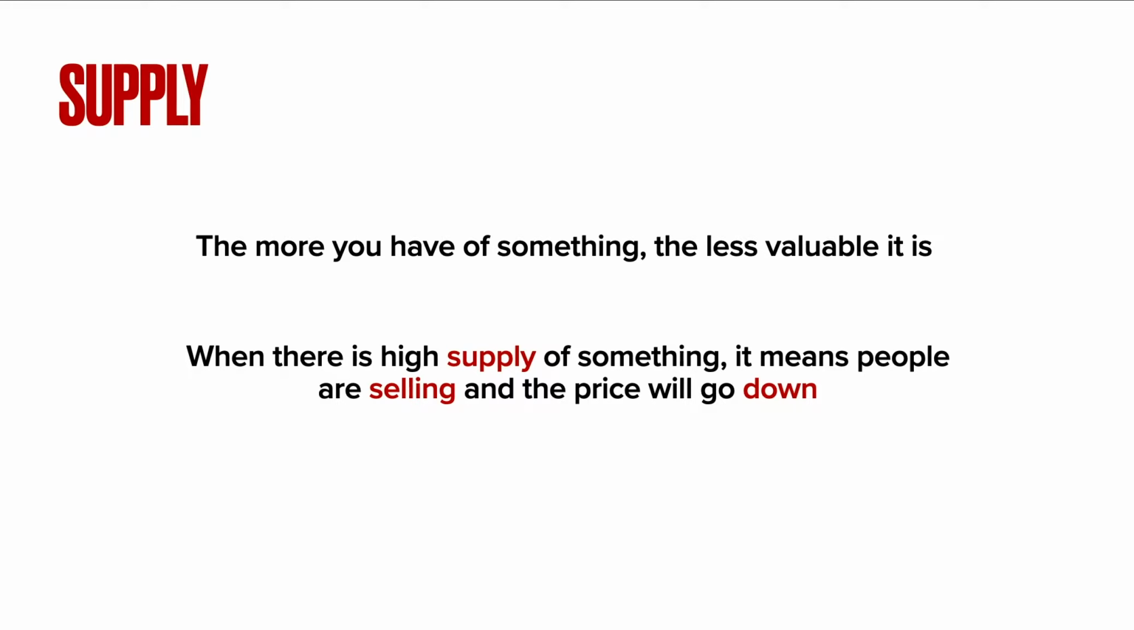So basically, supply is the more that you have of something, the less valuable it is. For instance, I just mentioned the US dollar. The more US dollars there are, the less value of each dollar. When there's high supply of something, it means people are selling it and the price will go down.